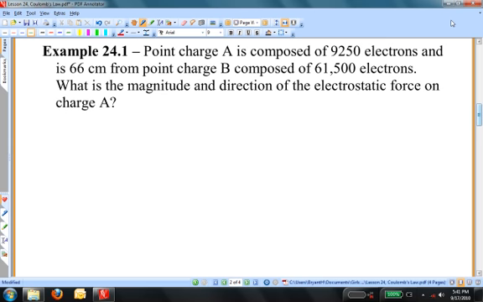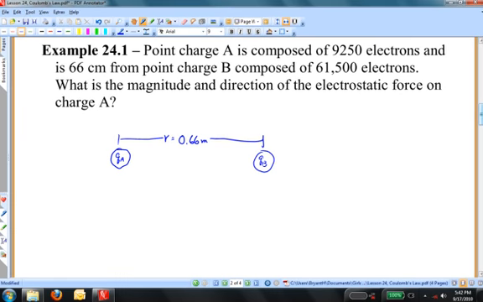Let's sketch a diagram. I'm going to need to work in MKS units, so I'm going to convert that 66 centimeters to 0.66 meters. If there are electrons on A and B, then these two spheres are negatively charged. Because they are like charges, they're going to exert repulsive forces on each other. So I'll indicate that in my diagram.